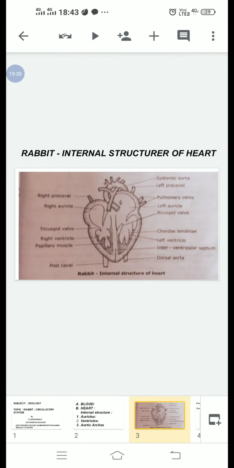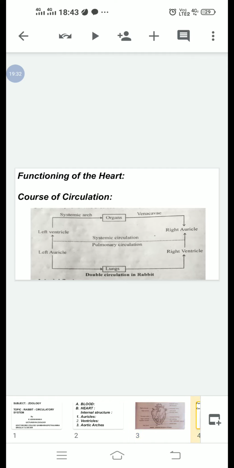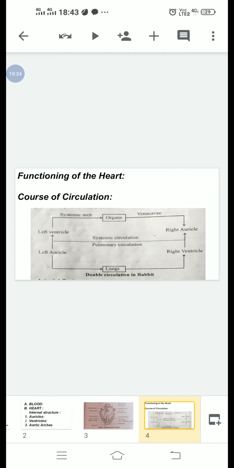Next, functioning of the heart. The heart has the capacity for rhythmic contraction and relaxation.